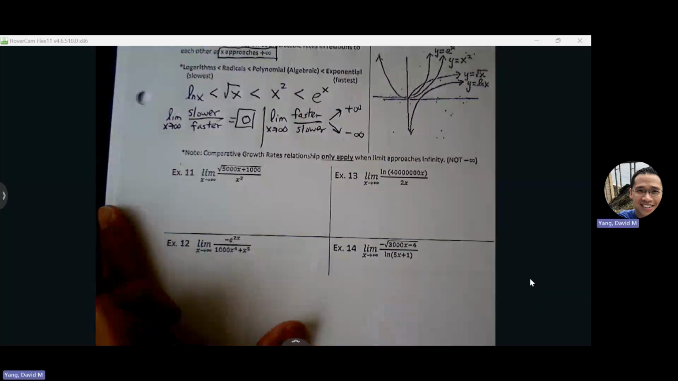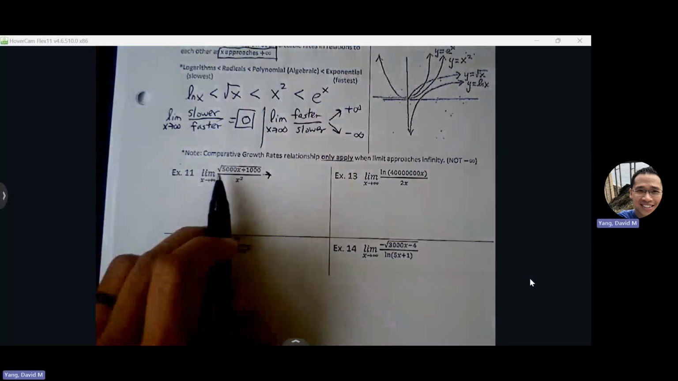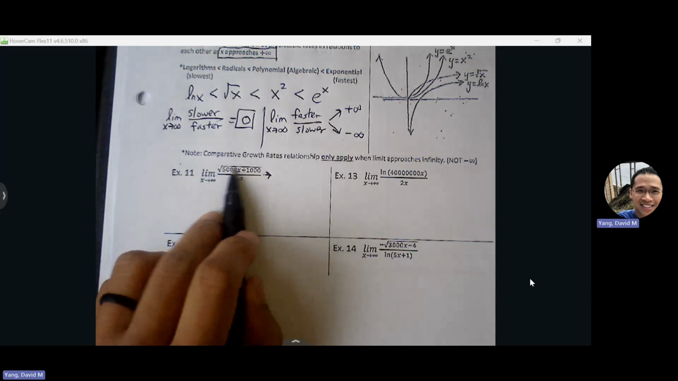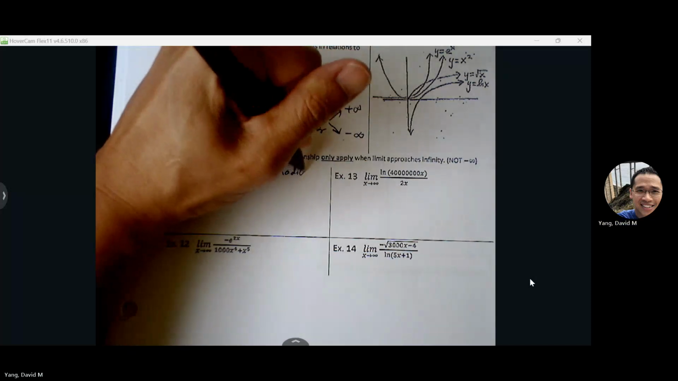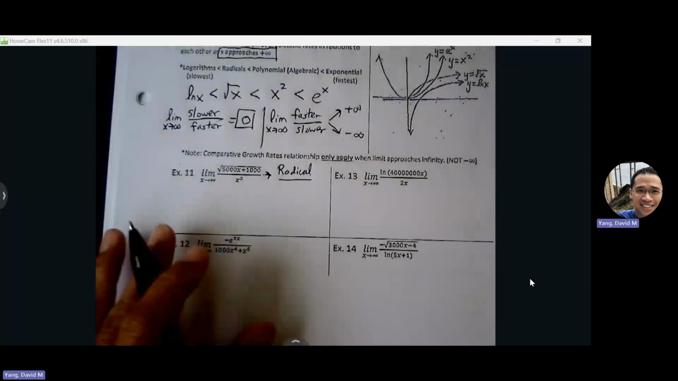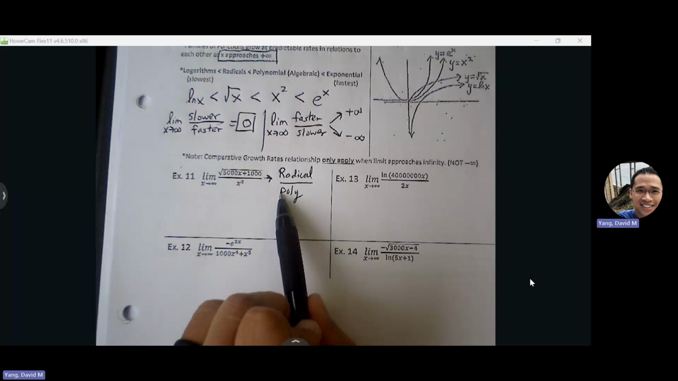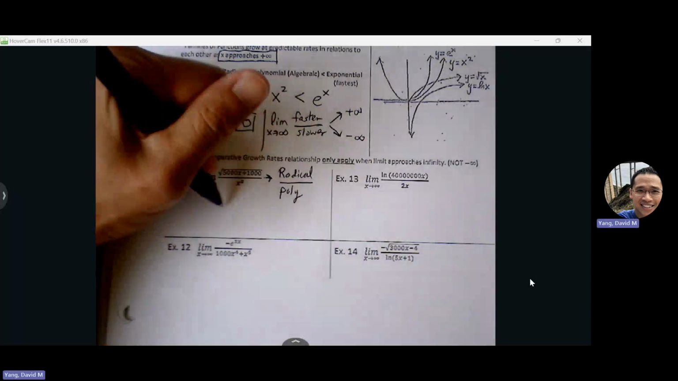Okay, right. Let's look at example 11. Limit as x approaches infinity, square root of 5,000x plus 1,000. What category, what family is this under? It's a square root or a radical. X squared is a what? Polynomial. Okay. Which side is growing faster? Polynomial. Therefore, this fraction is headed towards 0. Yep.